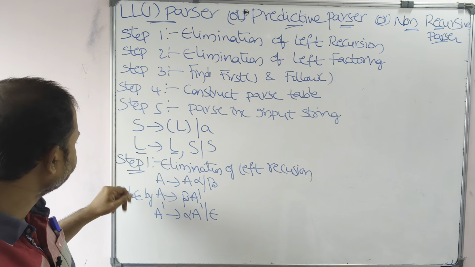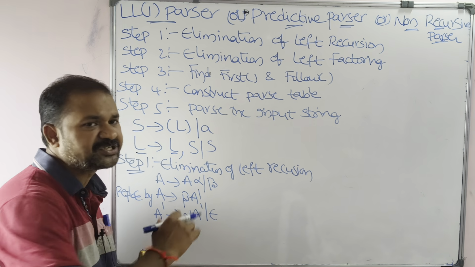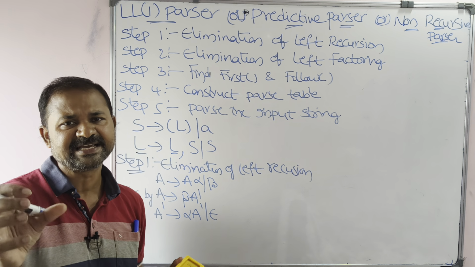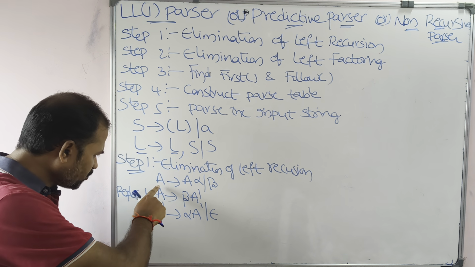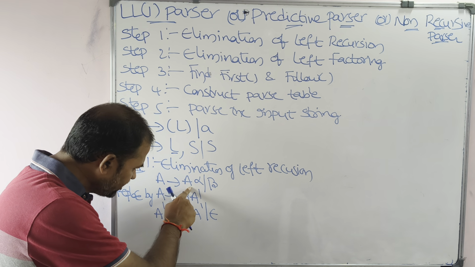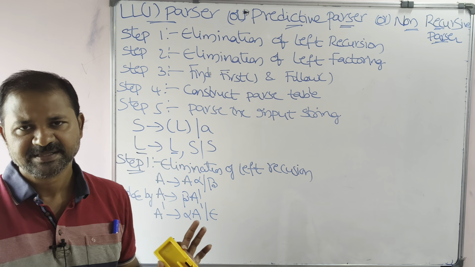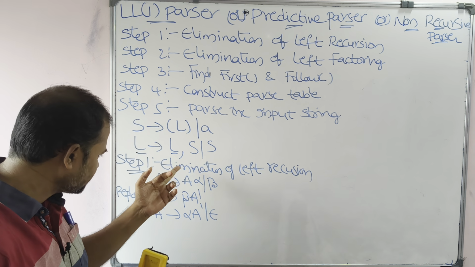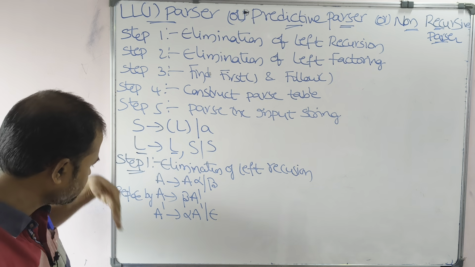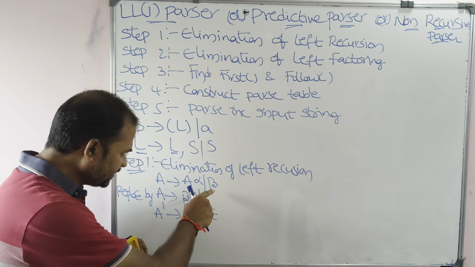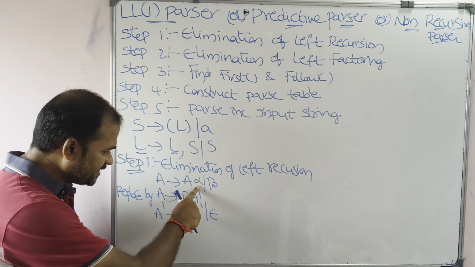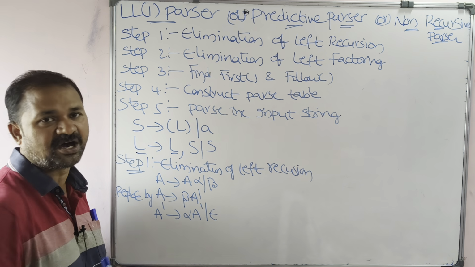Let us solve this problem. Step 1 is elimination of left recursion. If a production is in this form, then we say that we have left recursion. Here the left hand side non-terminal is equal to the first non-terminal in the right hand side. If both are the same, then we have left recursion. So in order to eliminate the left recursion, replace this production by A produces B A dash, the non-recursive production, where A dash implies alpha A dash or epsilon.